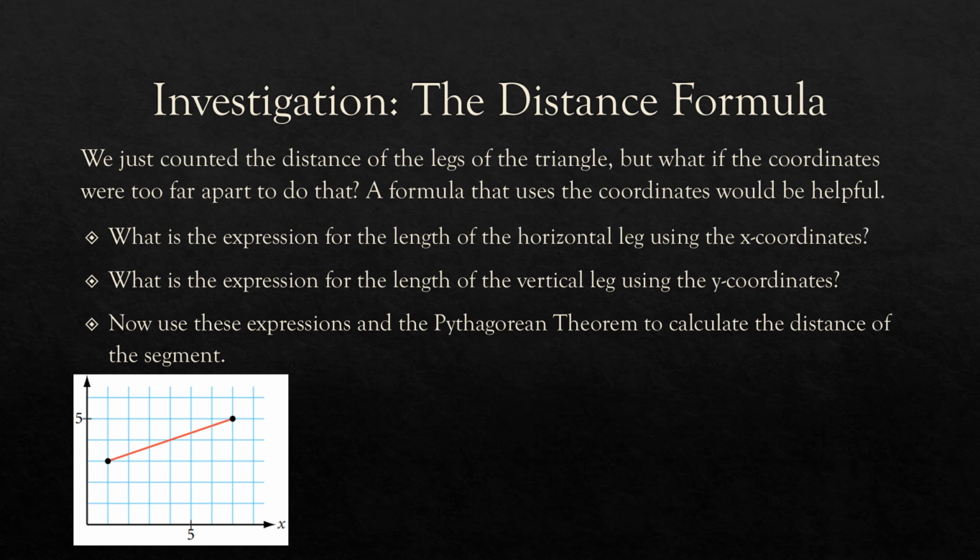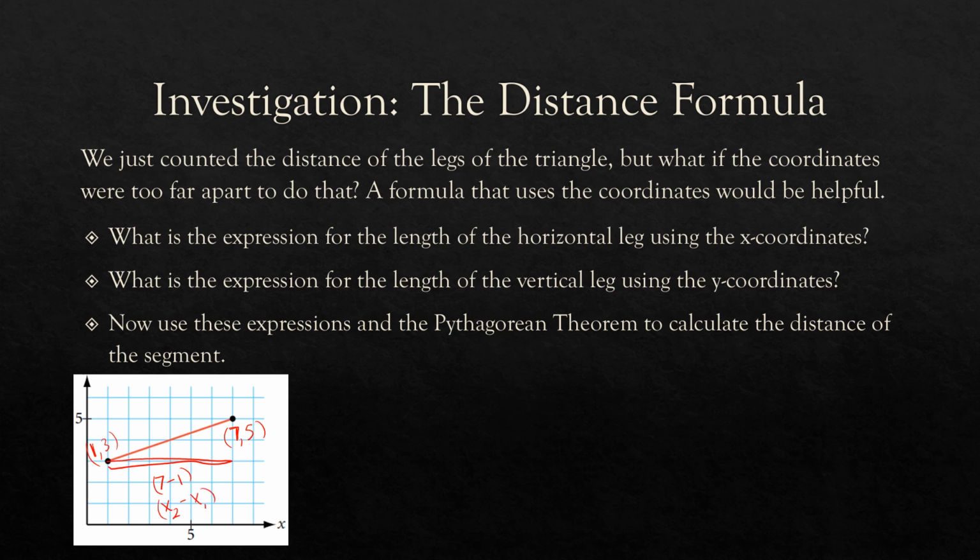On this first one, we have a point at 1, 3, and we have a point at 7, 5. What is the expression for the length of the horizontal leg using the x-coordinates? That would be this leg right here. I went from 1 to 7. So what if I took and said 7 minus 1, or my second x-coordinate minus my first x-coordinate?